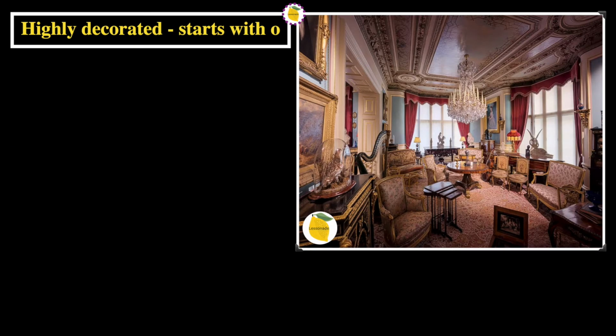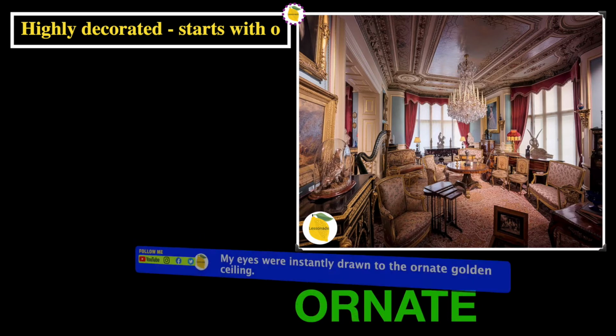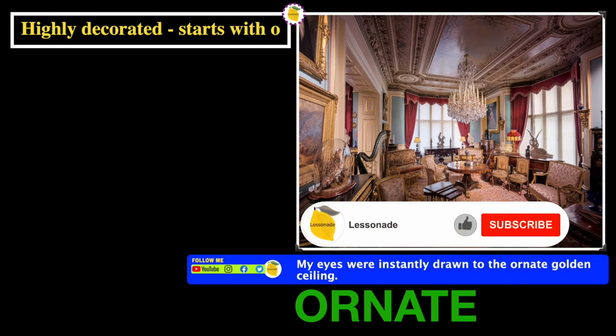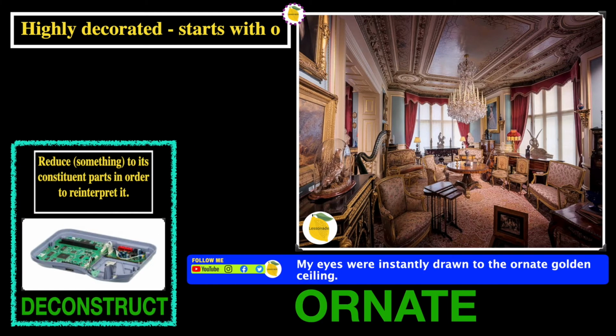Highly decorated starts with O. In this picture, we can see a palace that's been really decorated. So the word is going to be ornate. The sentence is: my eyes were instantly drawn to the ornate golden ceiling. Let's recall the previous slide. The previous slide is deconstruct. Let's go on to the next one.